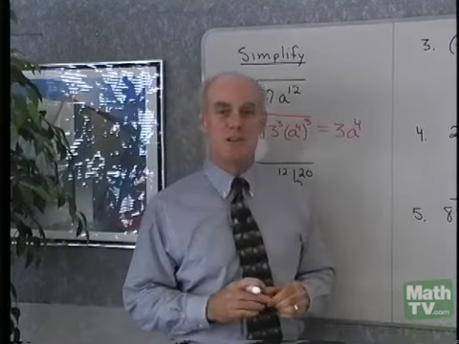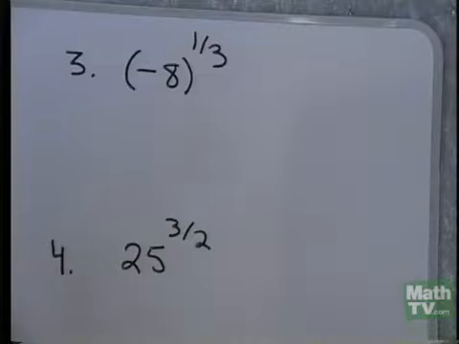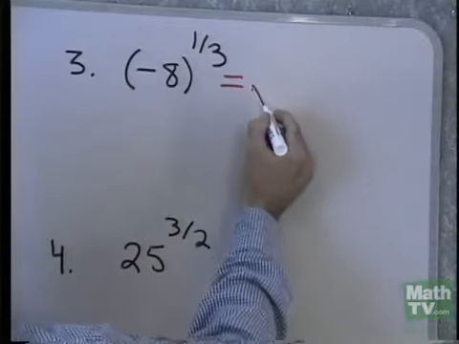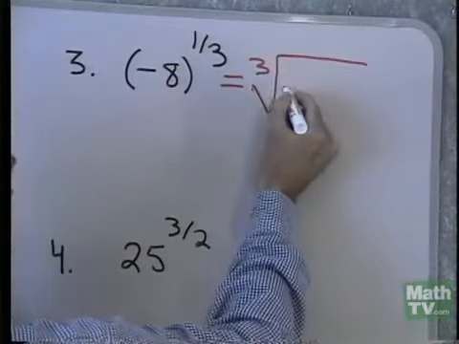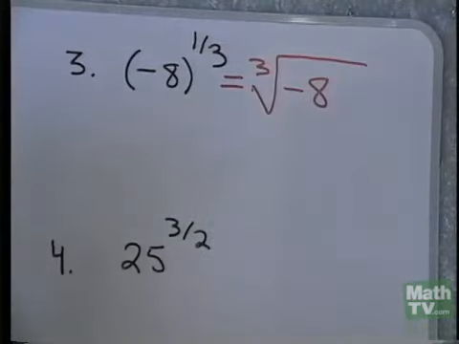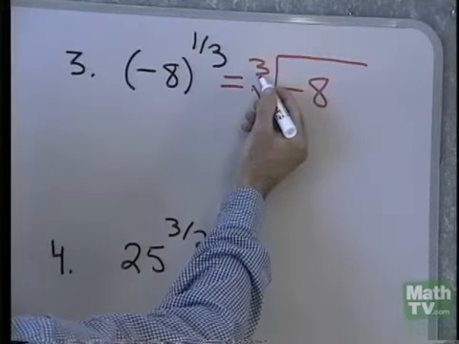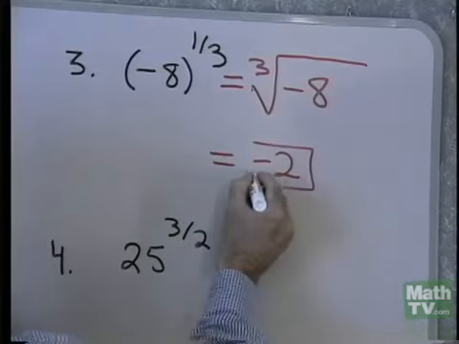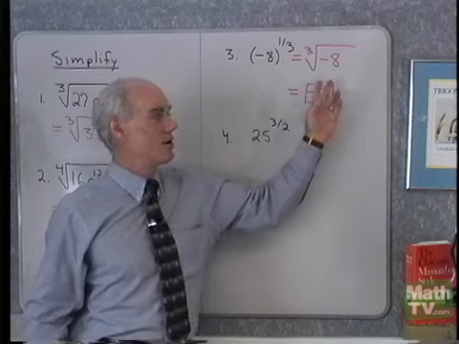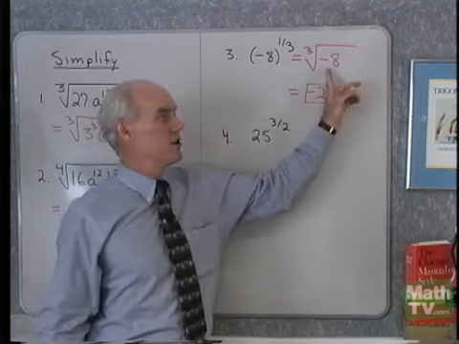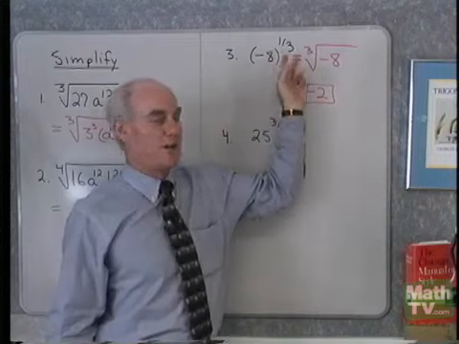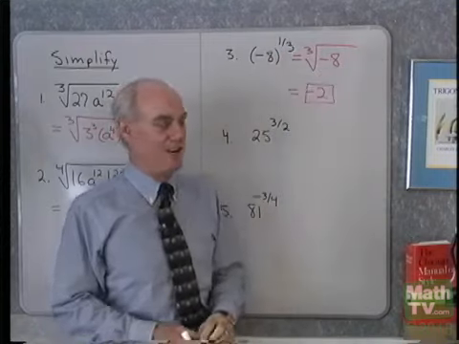Now let's look at some problems that involve fractional exponents. I have negative 8 to the 1/3 power. By definition, the 1/3 exponent means I want the cube root of that base, negative 8. So I simply ask myself, what number do I cube to get negative 8? And the answer is negative 2. Negative 2 to the 3rd power gives me negative 8. That means that the cube root of negative 8 is negative 2. Now, negative 8 to the 1/3 power, by definition, is the cube root of negative 8.